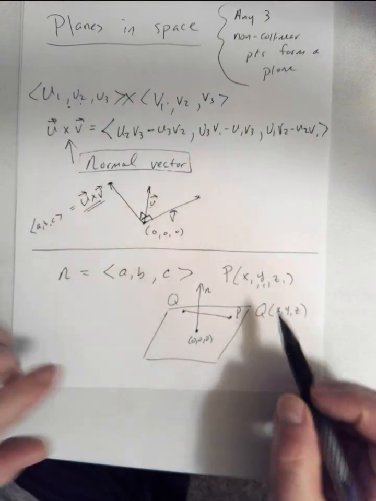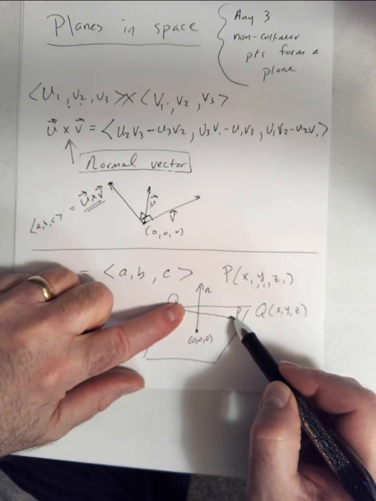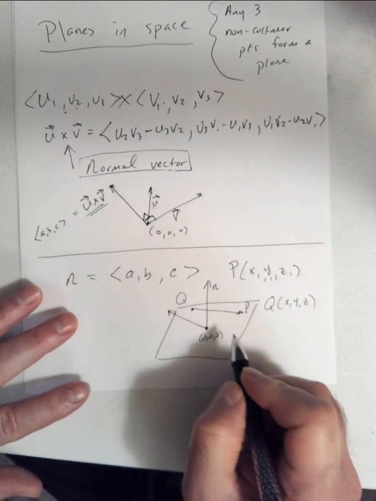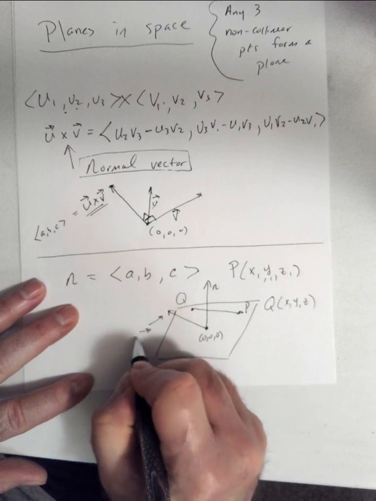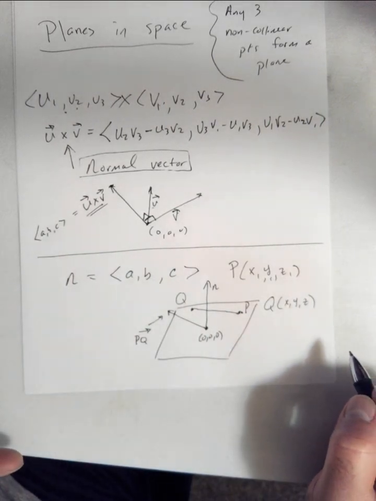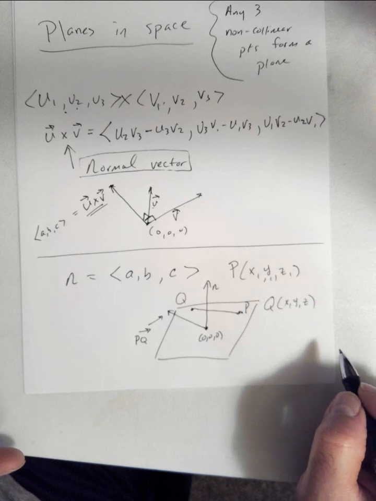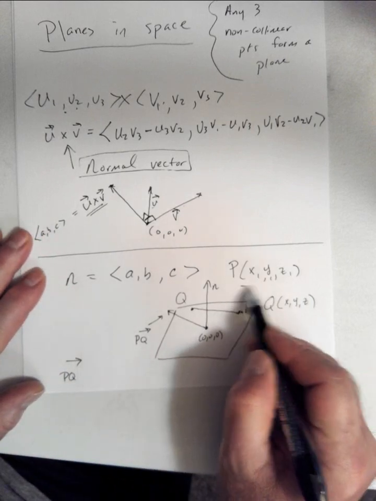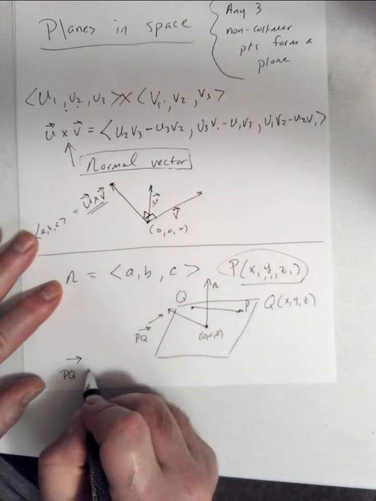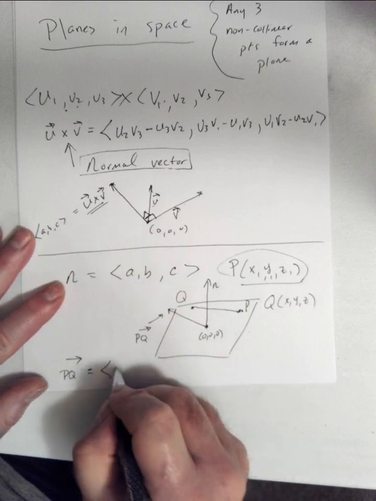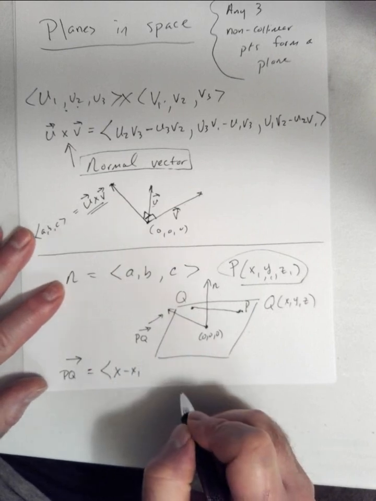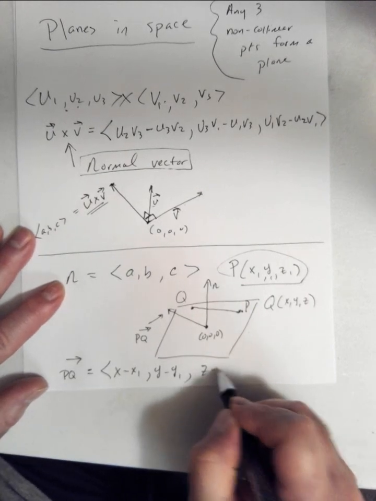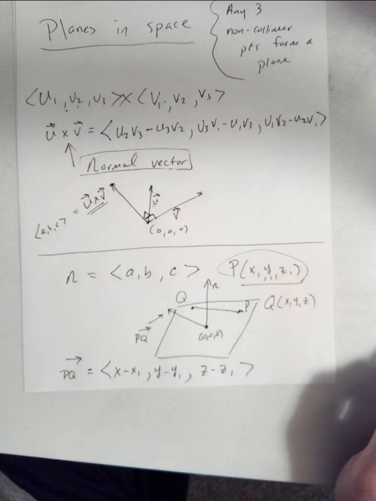Now, I'm going to take this, and just like I did with my line, I'm going to translate so that this becomes a vector PQ. Alright? So, that looks like this. Again, I'm using my given point as my translation piece. So the vector for PQ becomes x minus x sub 1, y minus y sub 1, and z minus z sub 1. And here's the neat trick.